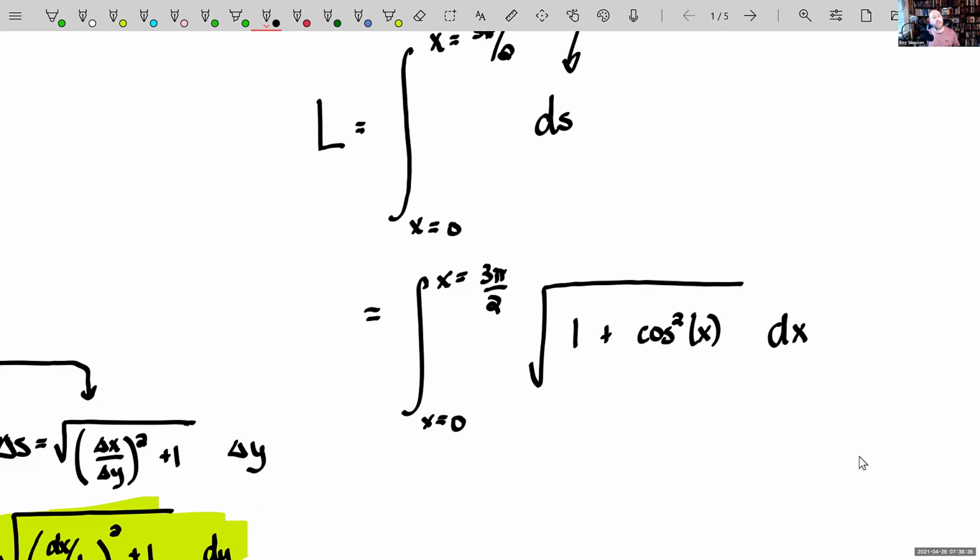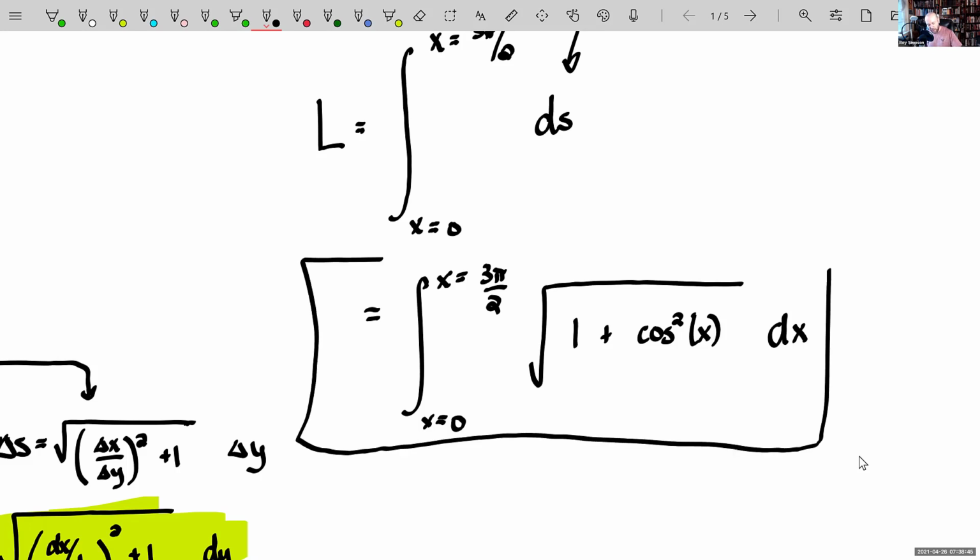Now, this is the hard thing about arc lengths: most of the time, you end up with integrals involving radicals. And integrals involving radicals often are either challenging or pretty much impossible to do analytically. So you have to use something like Simpson's method or the trapezoid method or the midpoint method or something like that to get an approximation.